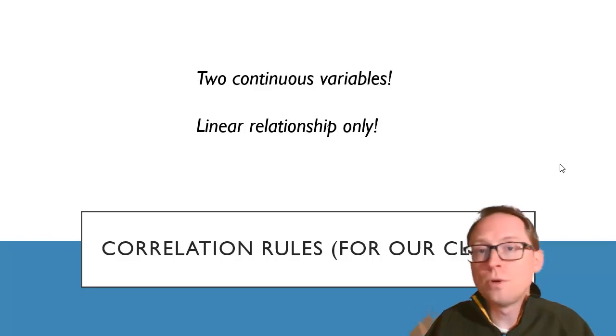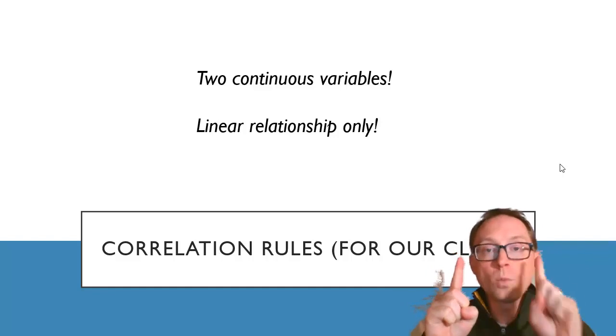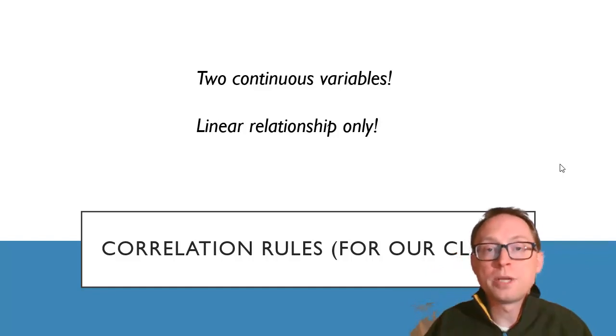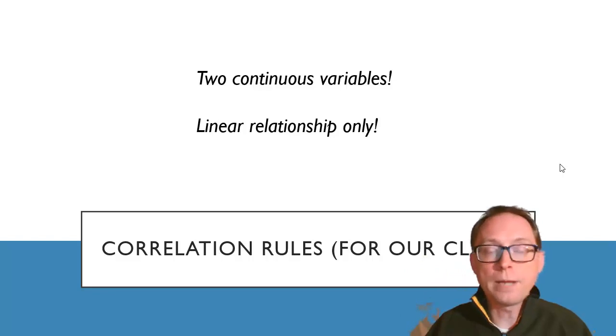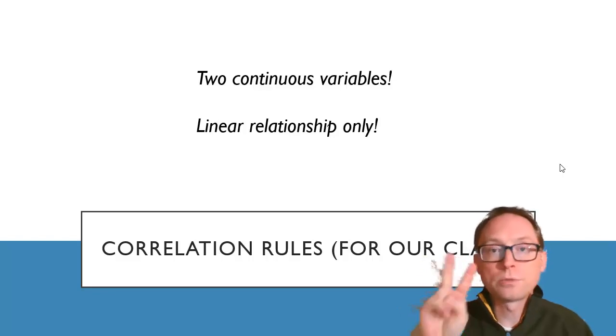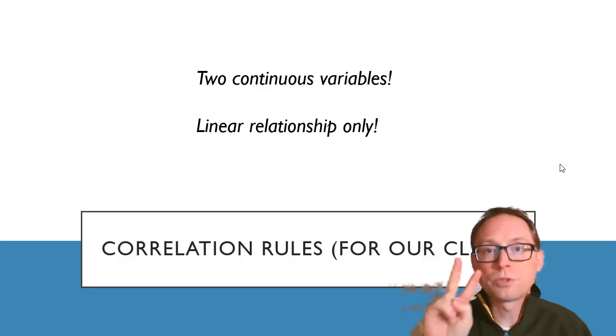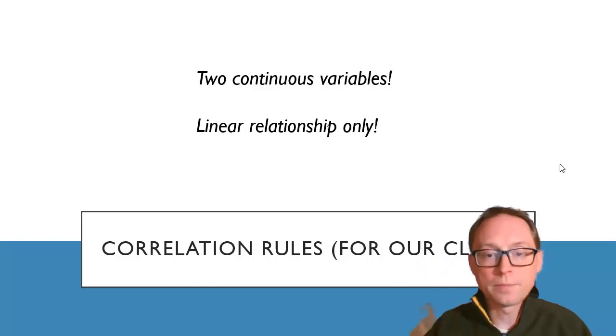You cannot do the correlation that we're about to do with two categorical variables. You cannot do the correlation we're about to do with one categorical variable and one continuous variable. It's got to be exactly two, and they both have to be continuous. All right, not three continuous variables, two continuous variables total. That's it. All right. Let's give an example.